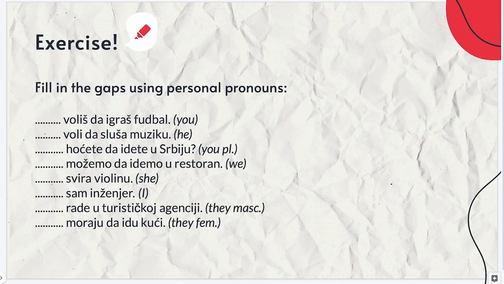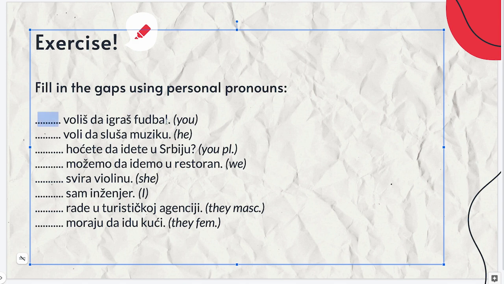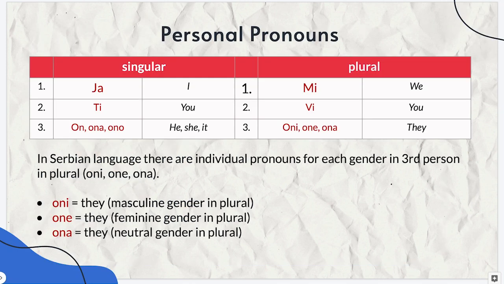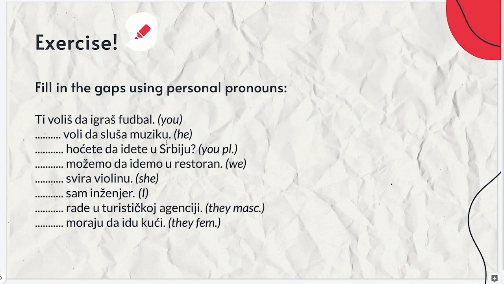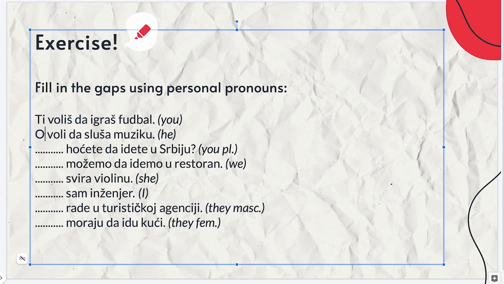Here's one slide where you can practice personal pronouns. This is like a memory game. So let's see. You have a sentence with a blank: "Voliš da igraš fudbal." So I can come here. We have personal pronoun you. So of course write ti. If you're stuck and you don't remember, just scroll back up so you can find the one that you need. "Blank voli da sluša muziku." So you will write down on. "On voli da sluša muziku."